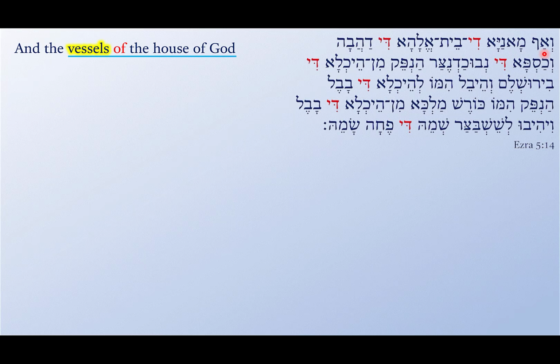The first clause, if you will, is, and the vessels of the house of God. So here we have, and the vessels of the house of God. And we see here that the first di has broken up what would have been a 3-member construct chain with vessels here, and then of the house of God. So we need to have vessels in the determined state if it's going to be determined, because this is outside the construct.